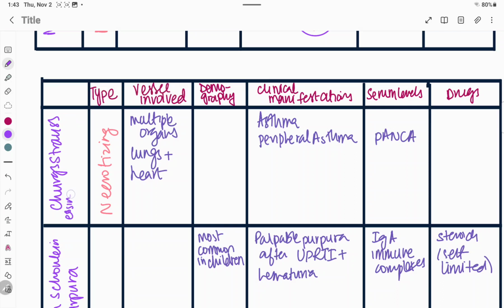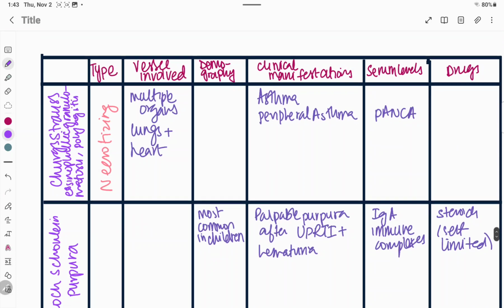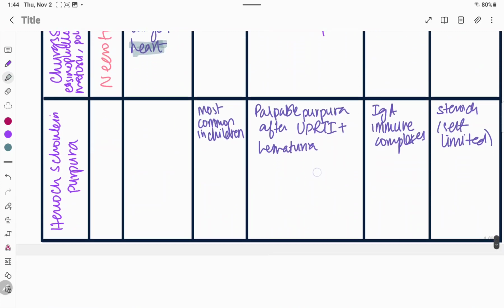So eosinophilic granulomatosis with polyangiitis. Alright, and what happens here is we have multiple organs but lungs and heart. Okay, lungs and heart. And what are the clinical manifestations? Asthma with peripheral eosinophilia. Okay. And what are the serum levels? P-ANCA. There are no drugs.